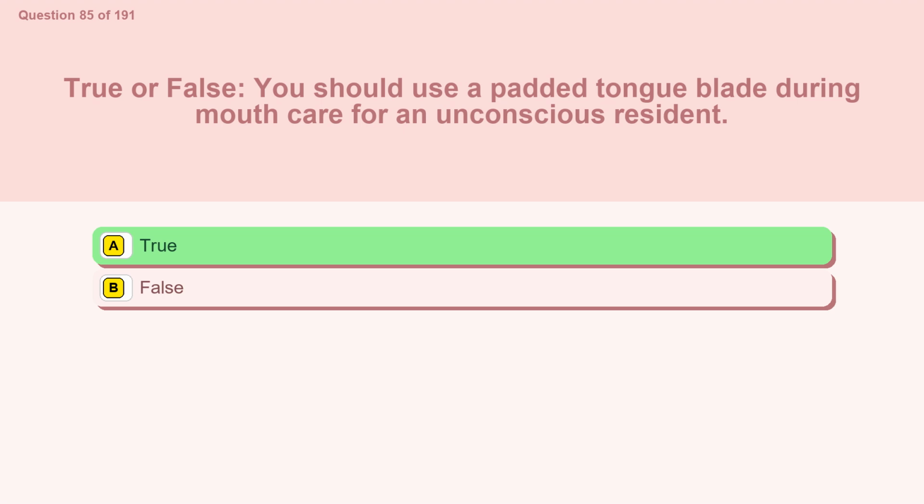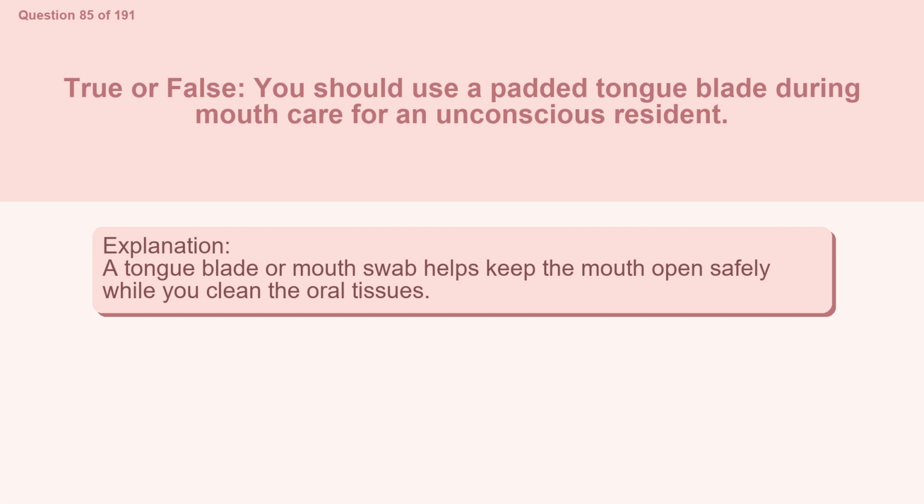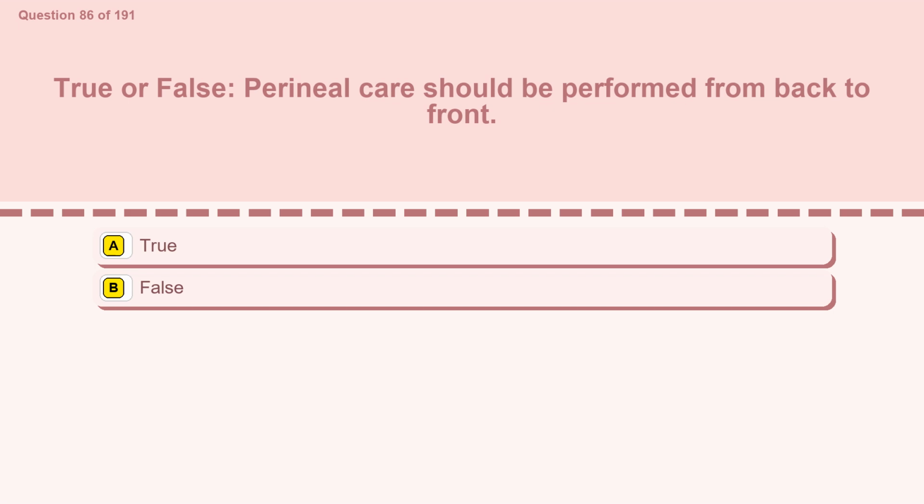The correct answer is option A, true. A tongue blade or mouth swab helps keep the mouth open safely while you clean the oral tissues. Question 86. True or false, perineal care should be performed from back to front. Option A, true. Option B, false.